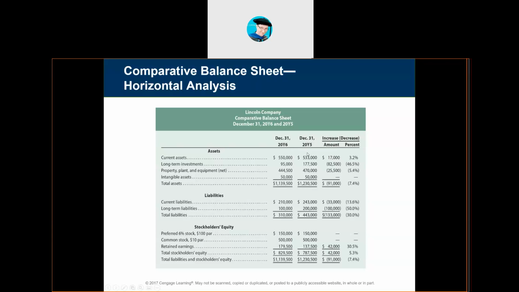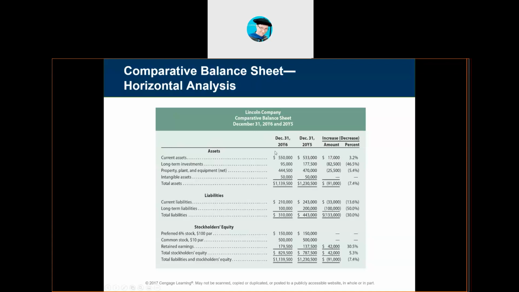New minus old divided by old. That tells you your percent change. So if this was Excel, I would say A1 minus B1 divided by B1.